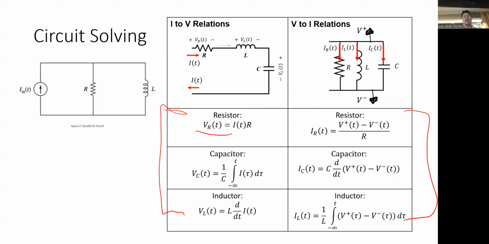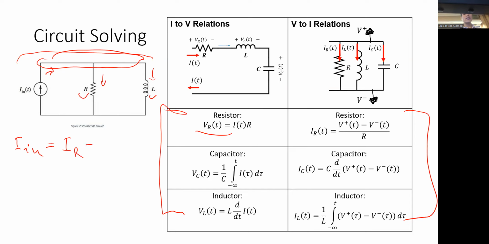So for example, if we wanted to solve this LC circuit here, or sorry, RL circuit, because it has a resistor and an inductor, we could apply KVL at this node. Last class, we mainly applied KCL, so that's why I'm going over a KVL example. Then we would simply say that the current coming into this node, I in, has to be equal to the current going out of the resistor plus the current going out of the inductor. So that's kind of the way we would solve this.